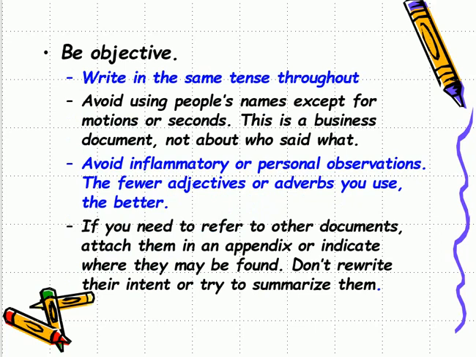You have to be objective. Keep this in mind while you are writing the meeting minutes. You have to be objective. Write in the same sentence. Avoid using people's names. This is a business document, not about who said what. So you can say the president said, the secretary said, like this. So avoid information or personal observations.